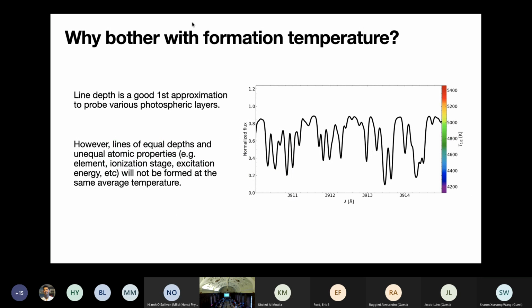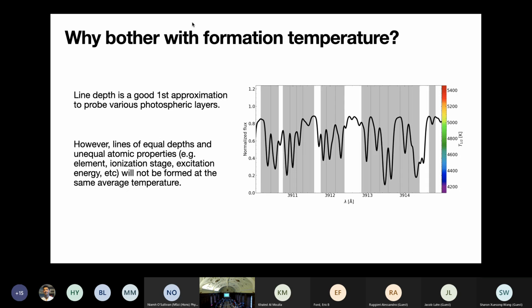So in my project, I wanted to take this a step further and think, how can we make the division based on formation temperature? And before I go into the details, it's good to ask, why should we bother with formation temperature to begin with? And the answer is that line depth, as has been shown before, is a good first approximation to probe different depths into the stellar atmosphere.